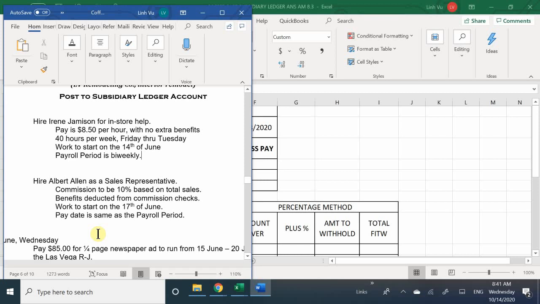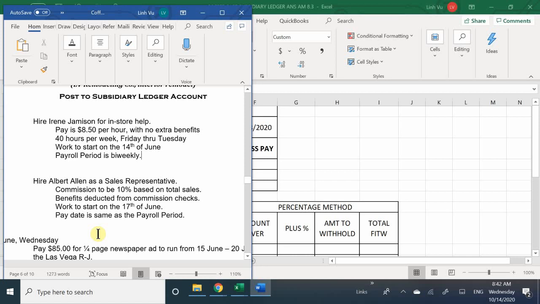We hired Albert Allen as a sales representative on a commission basis of 10% based from the sales. Benefits will be deducted from commission checks. Work to start on the 17th of June, and pay date is same as the payroll period. Okay, so we hired a 1099 worker.